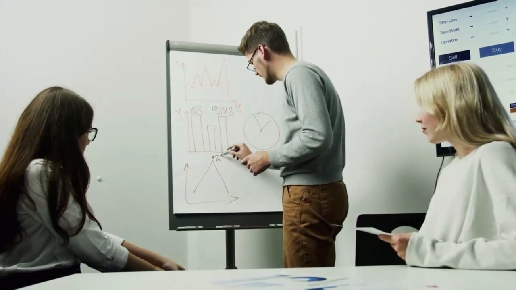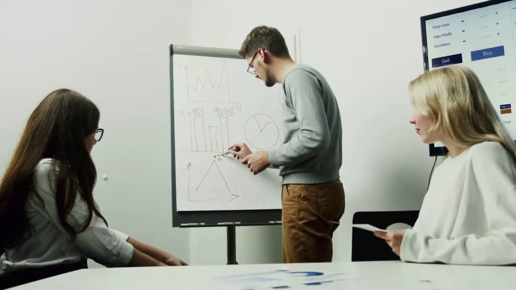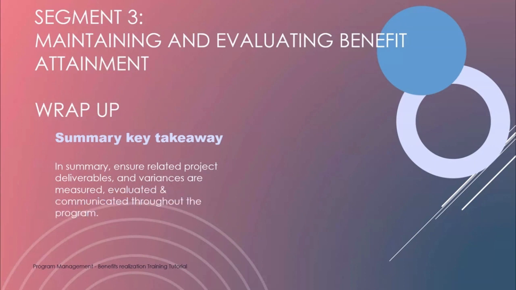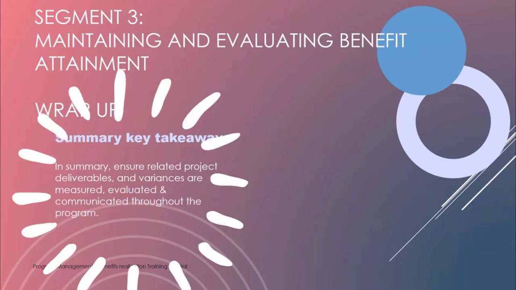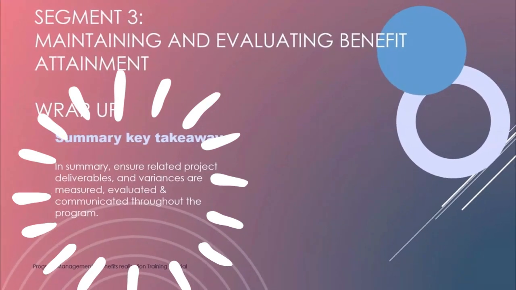This is the final segment in this series on program management, benefits realization. So what is a key takeaway from this segment in the series? As program manager, have you made sure all related project deliverables and variances are being measured, evaluated, and communicated throughout the program? Even as part of delivery and handover?